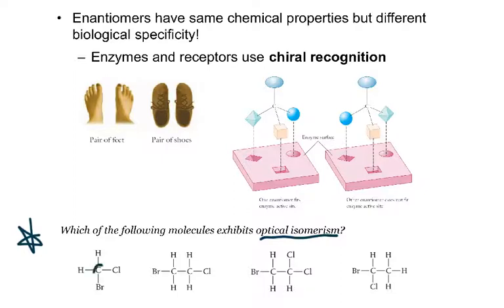So here's the first one. It's got a carbon, and I'm going to just color code it. We've got a bromine, that's one thing. The chlorine is a different thing. Hydrogen's a different thing. Oh, but then there's another hydrogen. So that's not 4 different things. That's 3 different things. You see that? Because those 2 hydrogens are the same. All right, so this one is not chiral. That carbon is not chiral. And it does not have optical isomerism. There will not be enantiomers.